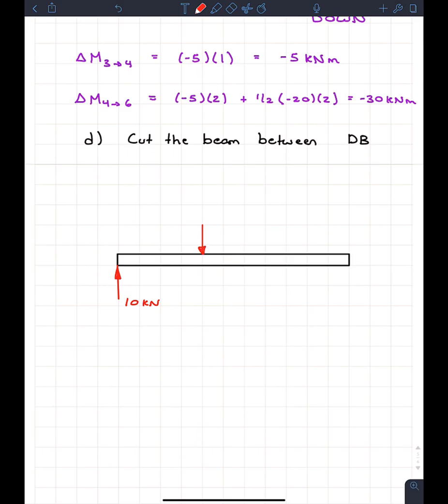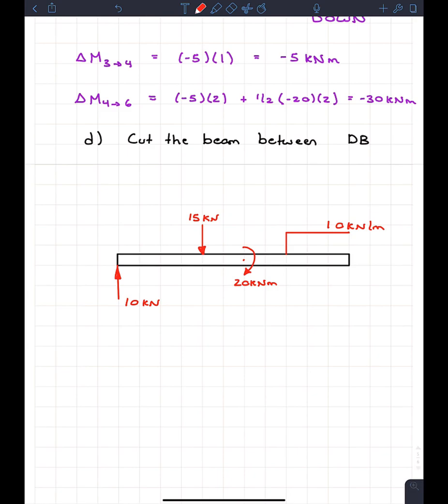I know that I'm going to have a concentrated moment right here, and this is going to be 20 kilonewton meters. The point load was 15 kilonewtons, and we have a distributed load. But now this distributed load is still going to have a value of 10 kilonewtons per meter, but the distance is going to change. So this is going to be 10 kilonewtons per meter.